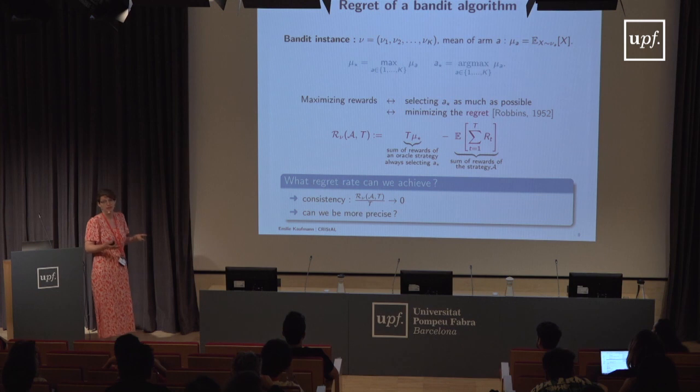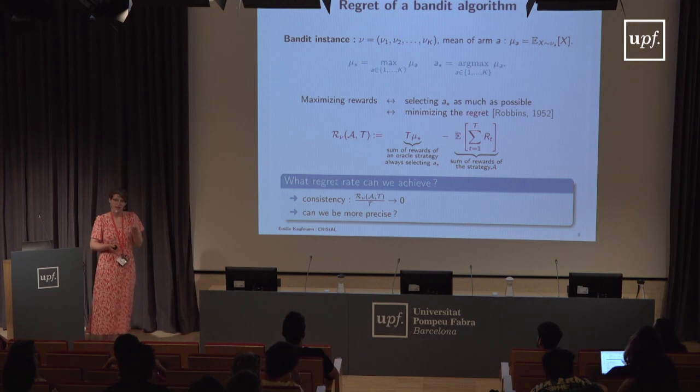And so what do we expect for the regret? We expect the regret to be sublinear, because then it means that the average reward we collect with the strategy converges to mu star, which is the optimal value.